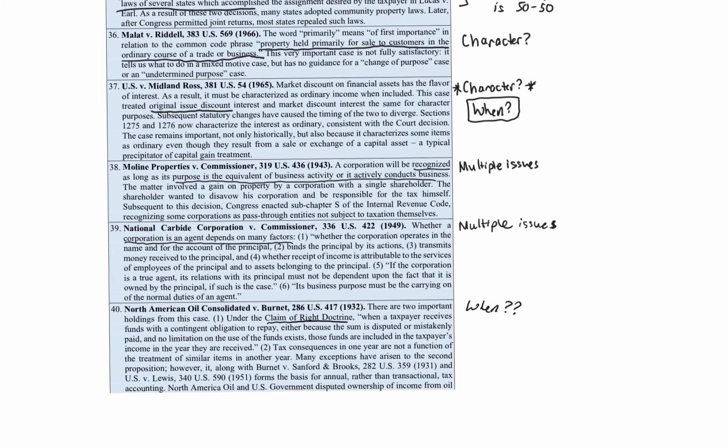There are two important holdings, but the main one is the claim of right. When a taxpayer receives funds with a contingent obligation to repay, either because the sum is disputed or mistakenly paid, and no limitation on the use of funds exists, those funds are included in the taxpayer's income in the year they are received. If they have to be paid back in the future, you get a deduction. That's known as the claim of right doctrine.